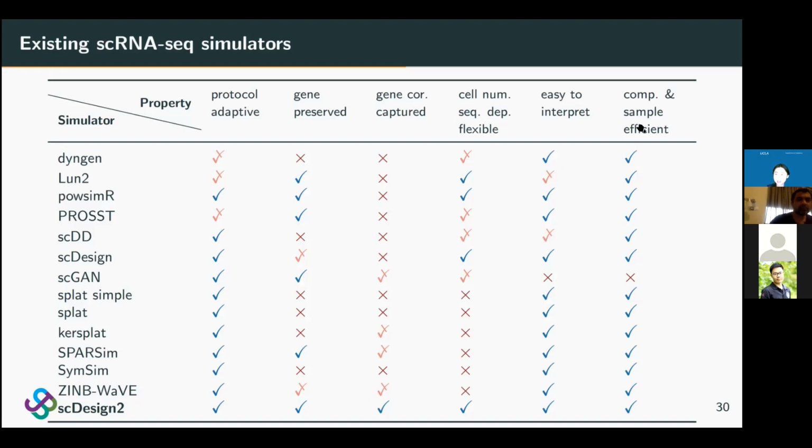Finally, whether it's computationally efficient: how fast can you train it, or how fast can you use it to generate new data? And whether it's sample efficient: can it be trained on a small number of cells? For these two considerations, scGAN is not very good because of its deep learning nature. All right, so we propose scDesign2 to satisfy all six properties, especially capturing gene correlation.